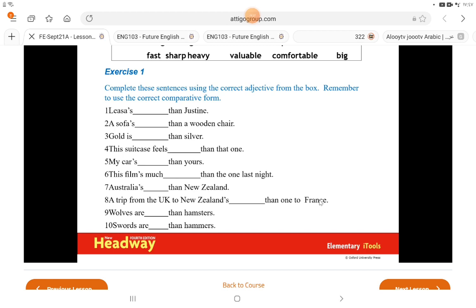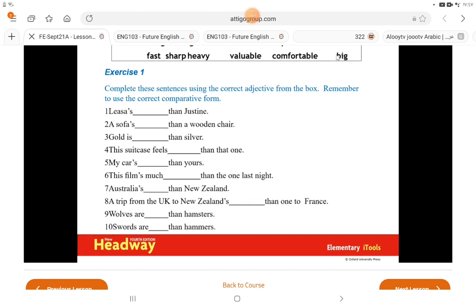Okay, who did I not call today? Please tell me. Muaz, miss. I did not call Muaz. Okay, after Muaz, Haneen. Australia's bigger than New Zealand. Okay, good. Number 8.